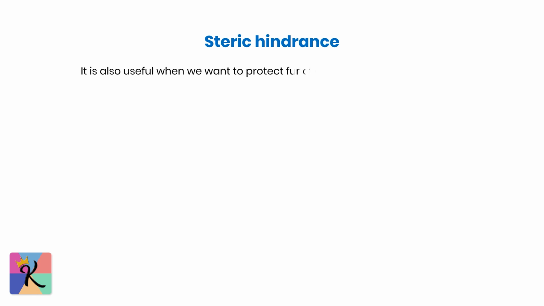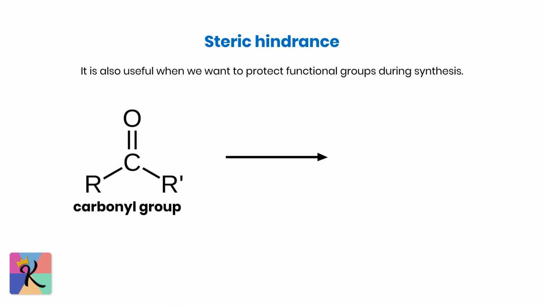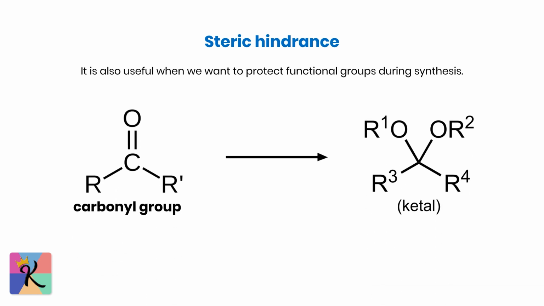Steric hindrance is also useful when we want to protect functional groups during synthesis. For example, we can protect a carbonyl group by converting it into a non-reactive acetal or ketyl. After completing other reactions, we can regenerate the carbonyl by treating it with an aqueous acid. This technique is key in controlling reactivity in organic synthesis.